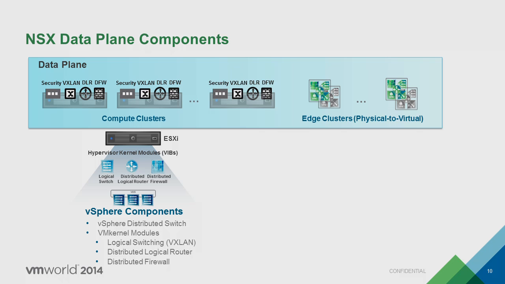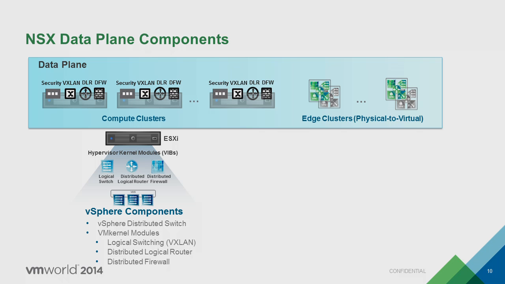So looking at what we provide inside a single host. In a single host, we have multiple kernel modules. Those kernel modules provide capabilities such as VXLAN forwarding, distributed logical router, and distributed firewall. All these components run in the ESXi kernel space, so we can provide the best performance as we optimize the data path in the kernel space.